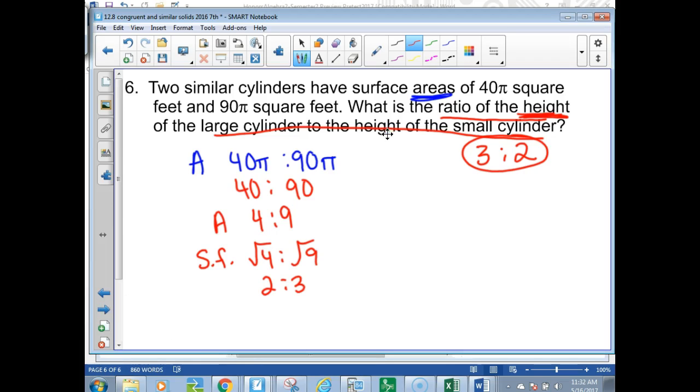If it said areas, what would we do now? If it said I want you to find the ratio of the area of the large cylinder to the area of the small, then I would have to square these. Okay.